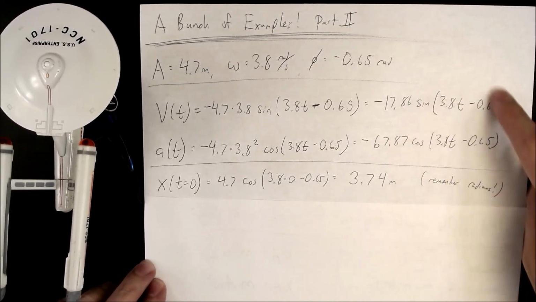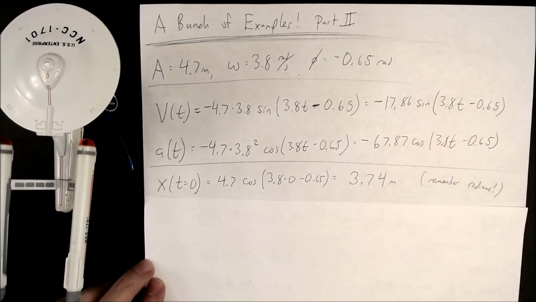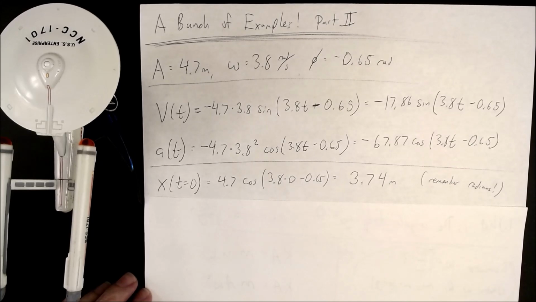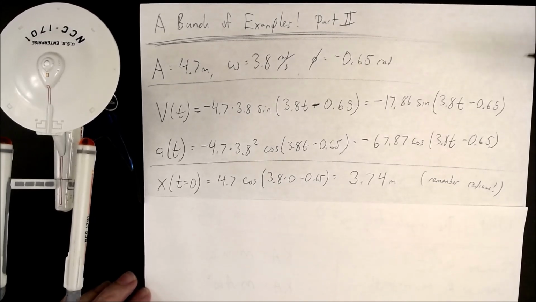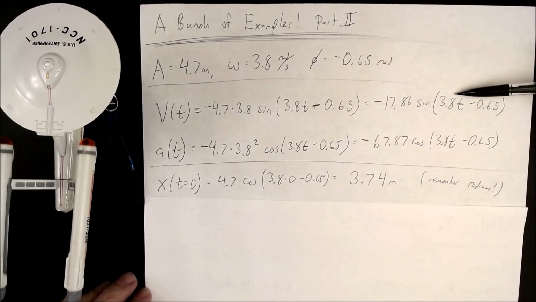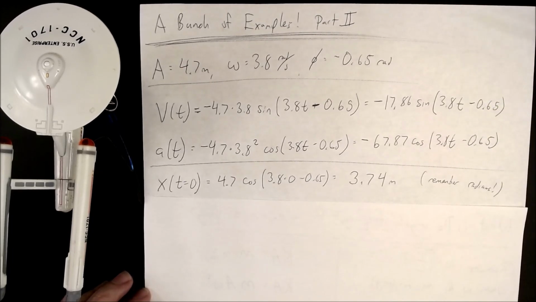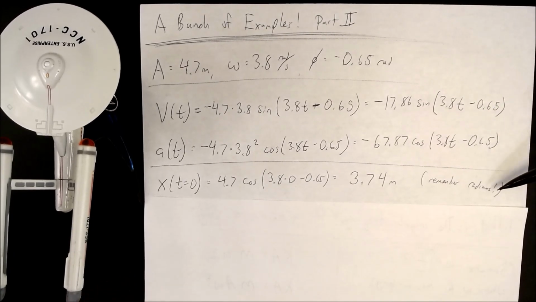So make sure that you have this interior bit, the stuff within the sine or cosine, make sure that that is always in radians. Why do we need that to be in radians? Because the 3.8 is in radians per second, and the negative 0.65 is in radians. We already have these things in radians, and so we need to tell our calculator that it's going to be in radians. So don't forget that.